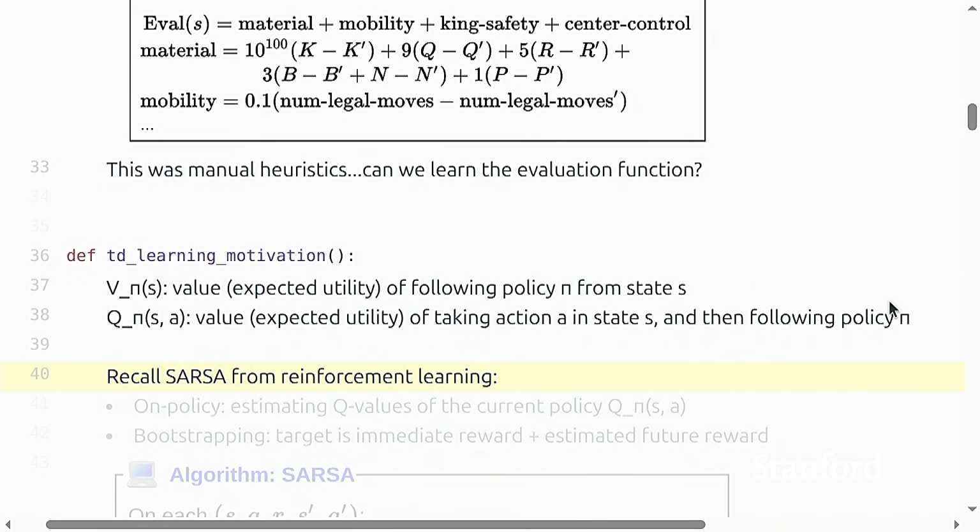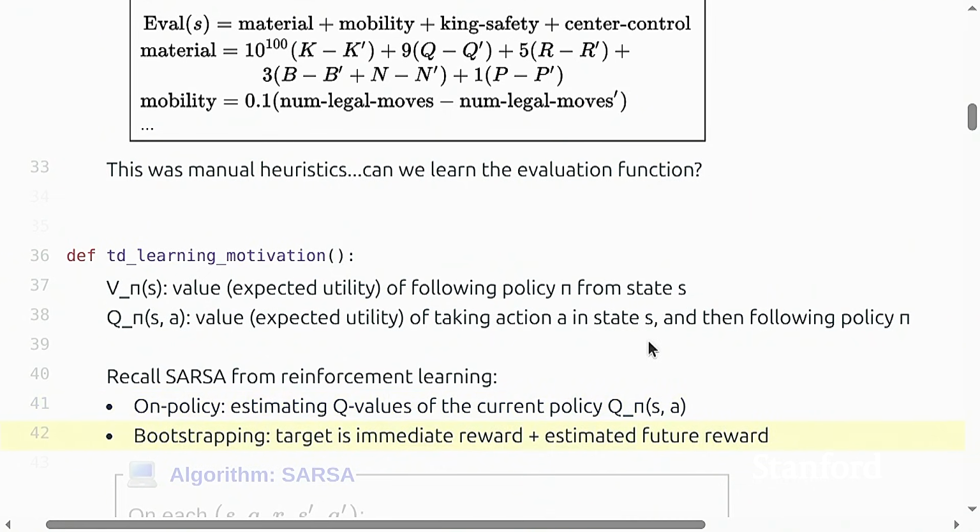So remember the SARSA algorithm from reinforcement learning. So this was an on-policy algorithm, which means that it's estimating the Q values of the current policy that you're following, as opposed to the optimal policy, which might be not the one you're following. And SARSA was also, the main insight was bootstrapping, remember, where you're updating the Q values towards a target, and the target, rather than being just the empirical utility of the full rollout, is an immediate reward plus an estimated future reward.